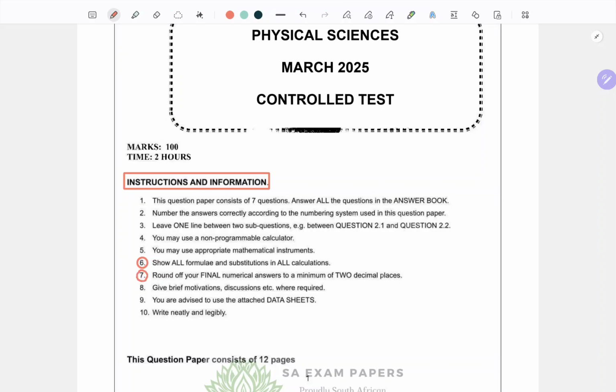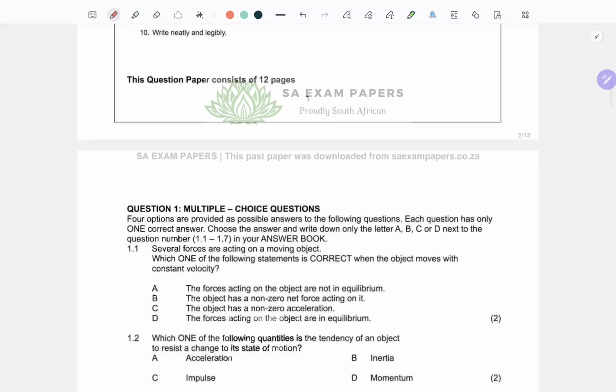Okay, issue of rounding off, minimum of 2 decimal places. This means no less than 2 decimal places is acceptable. And of course, when given an opportunity to explain something, we should be as brief as possible, but we can actually apply anything that essentially is part and parcel of what would be our argument.